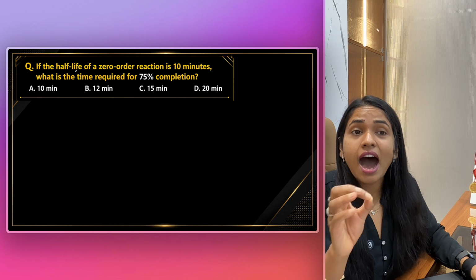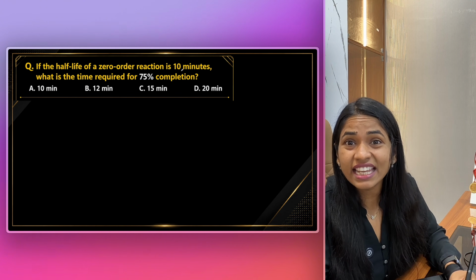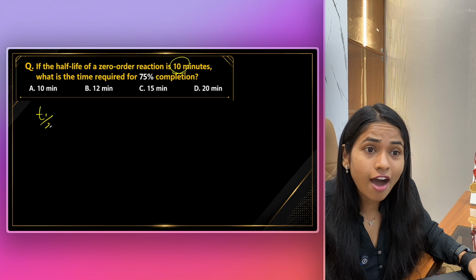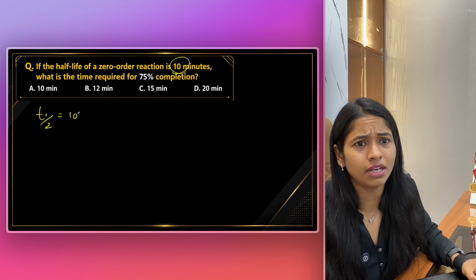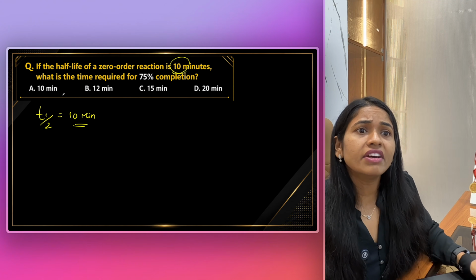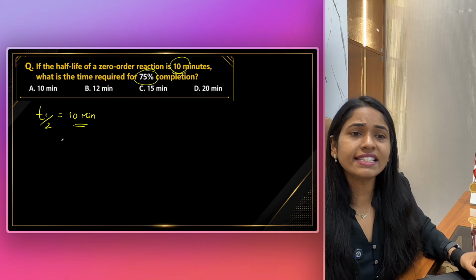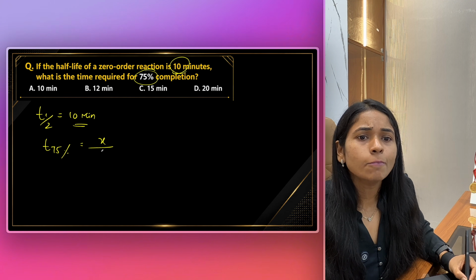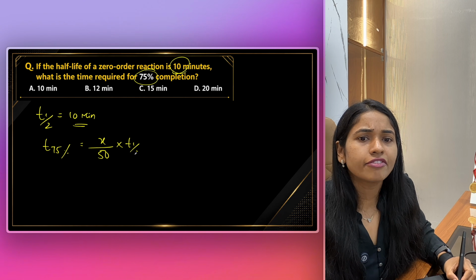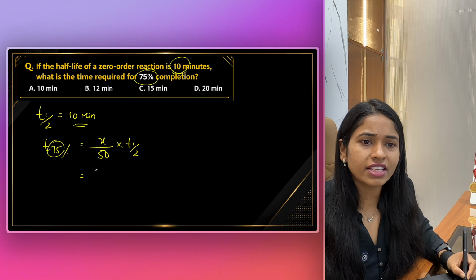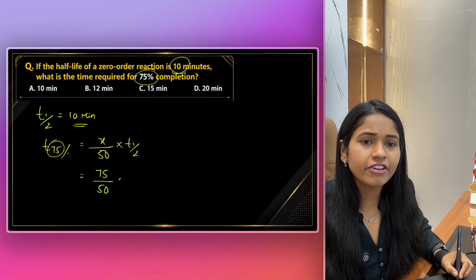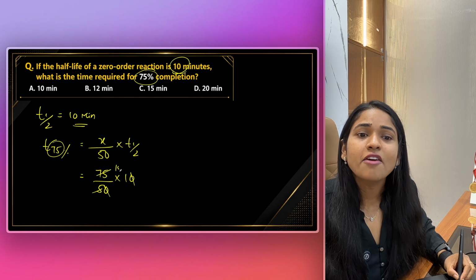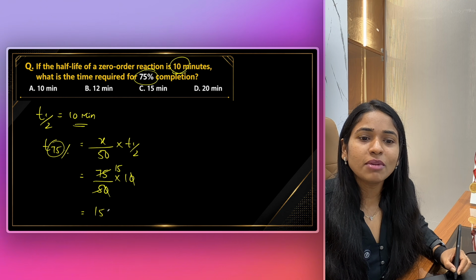Let's say the half-life of a first order reaction is 10 minutes. They have given the half-life. See, if they directly give a half-life, you will put the half-life, 10 minutes. Now they are asking what is the time required for T 75%. Just now we used the formula. What is that? x by 50 into T half. So x is how much, students? Whatever the number, 75 divided by 50 into half-life 10. 0, 0 cancel. 5 ones are 5, 5 threes are 15. So 15 minutes is the answer.